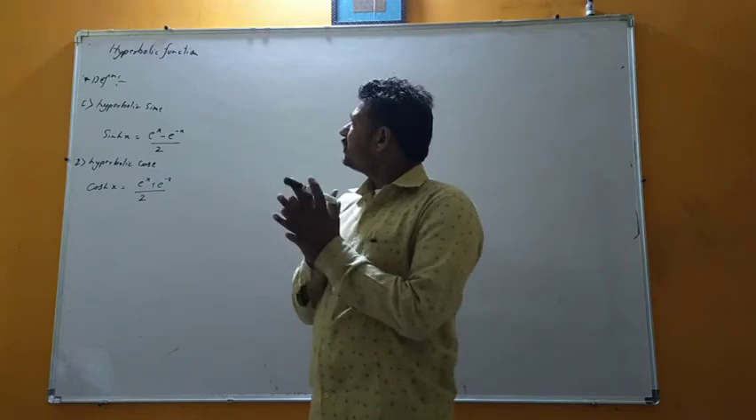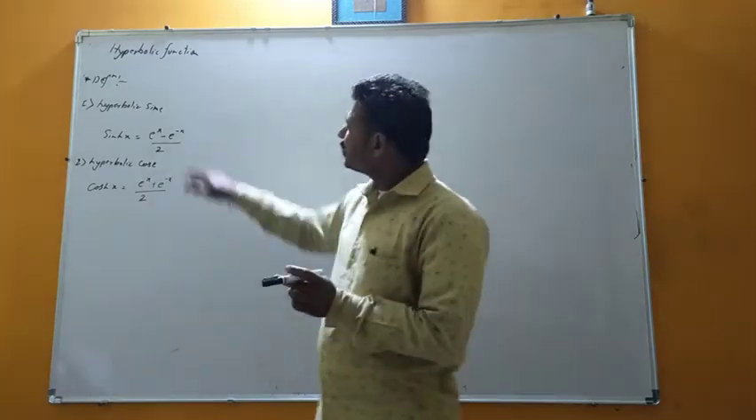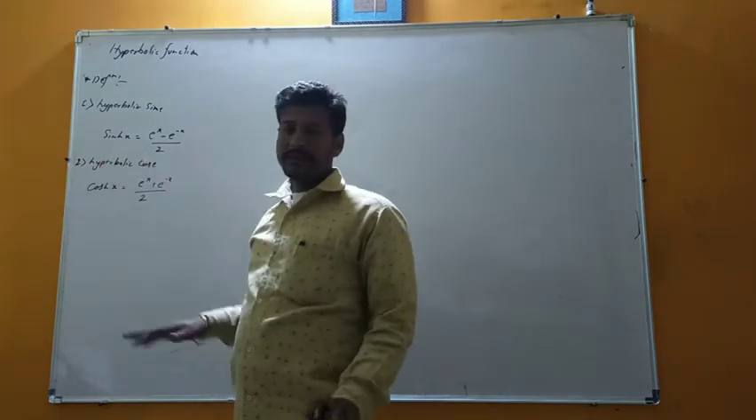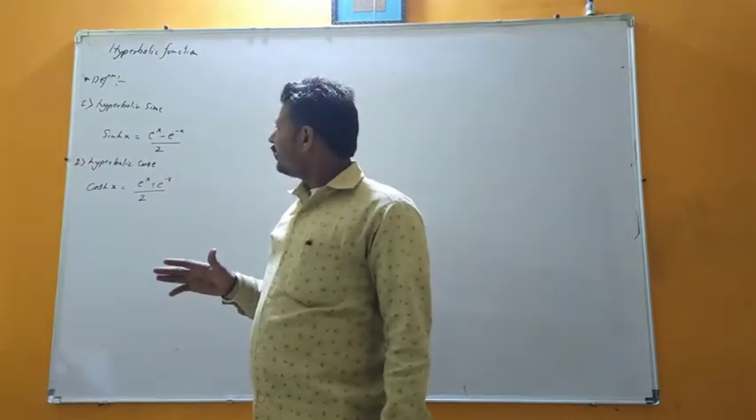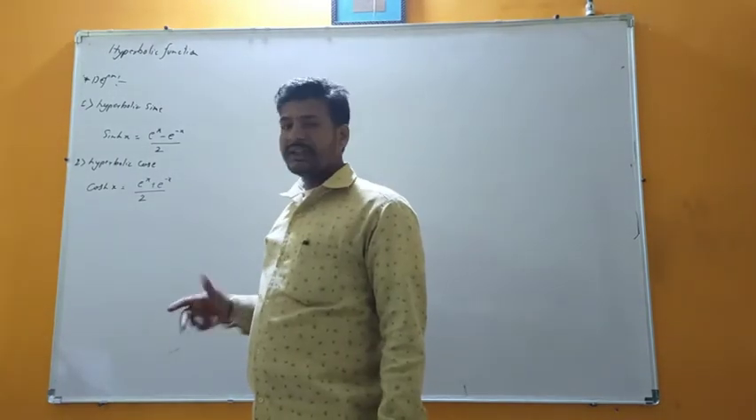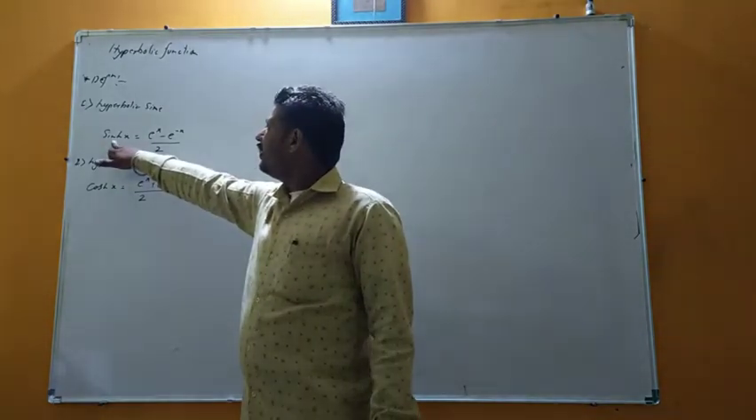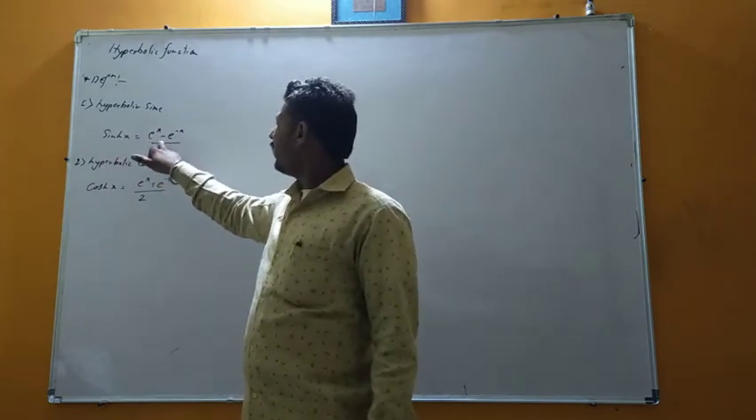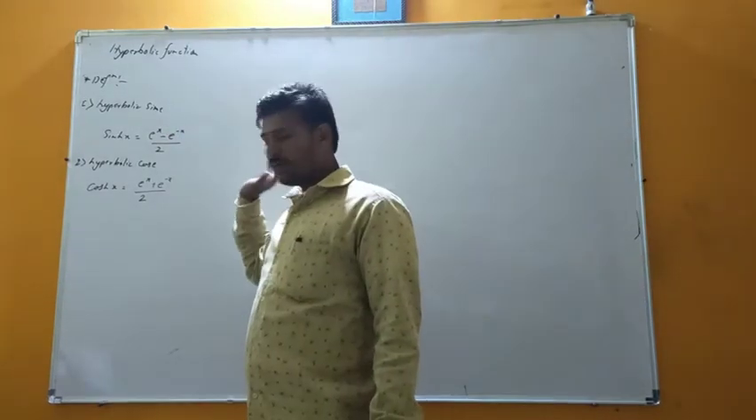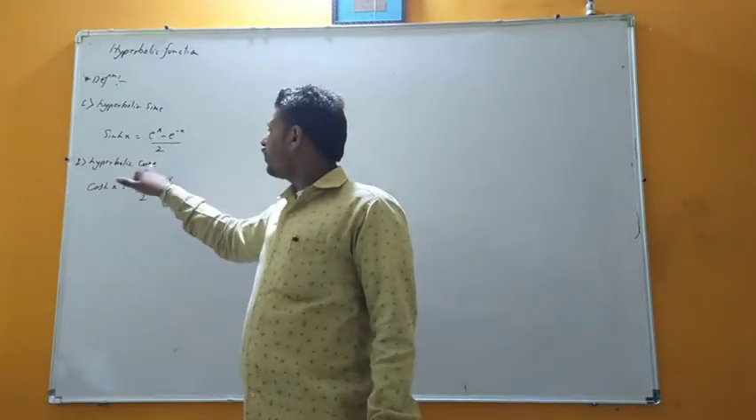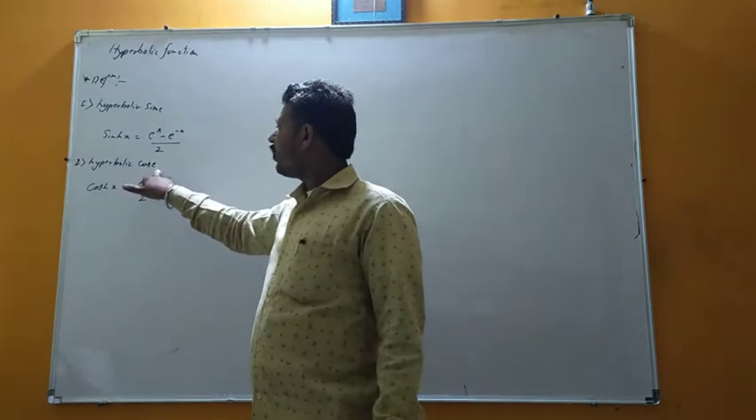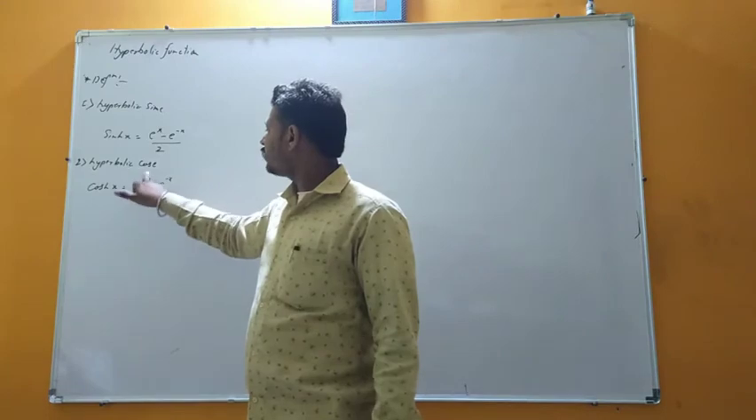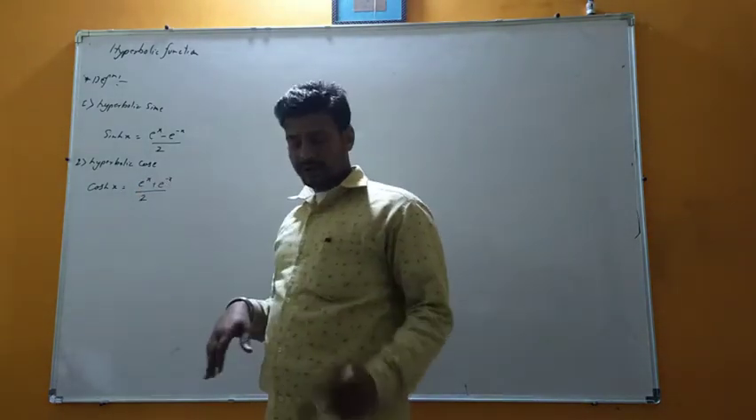The hyperbolic sine is defined as sinh of x. Some people express it as the sine of hx. We read this as the hyperbolic sine of x, which is nothing but e raised to x minus e raised to minus x upon 2. And hyperbolic cos of x is nothing but e raised to x plus e raised to minus x upon 2.